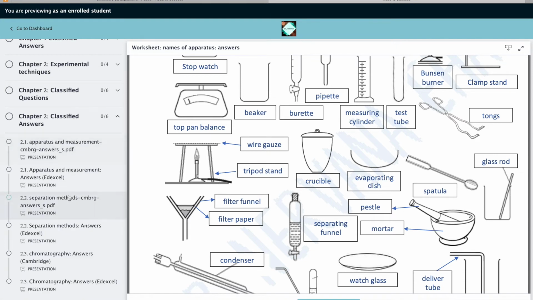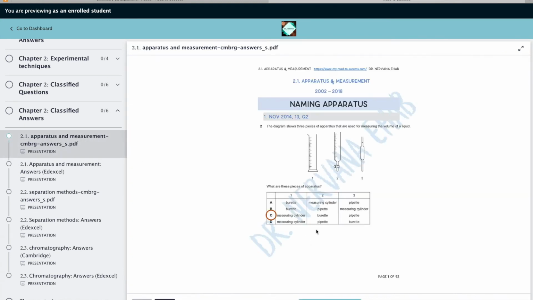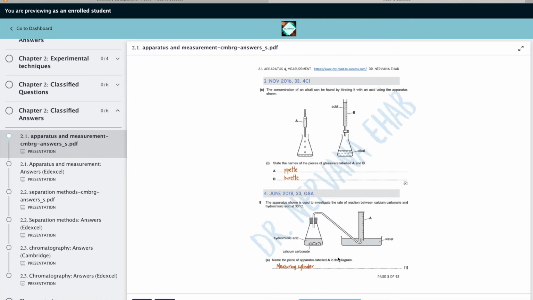And then there's the answers here, and you're going to check your answers and make sure that you have been answering correctly. And if not, then it will tell you, or you can figure out the right answer. The good thing about the answers here is that they are written on the question and not just text where I say, oh, question 3, it's pipette and burette. Question 4, it's measuring cylinder. No, I actually have the questions here and the answers on top of it.